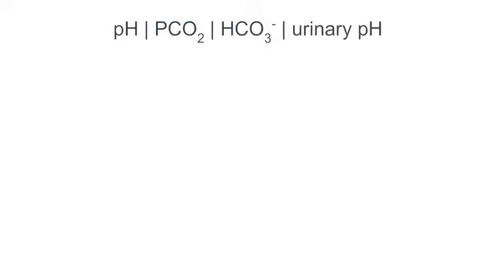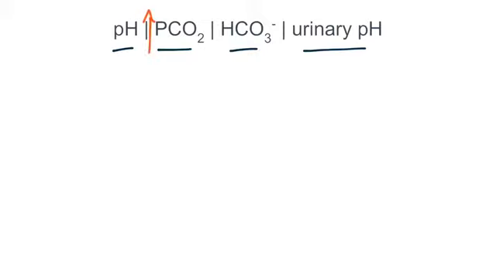How would the pH, PCO2, bicarb, and urinary pH change in a patient with a 2-year history of asthma? Asthma causes restriction of the airways, which decreases the ability of the lungs to remove carbon dioxide from the circulation. So in this case, PCO2 increases.